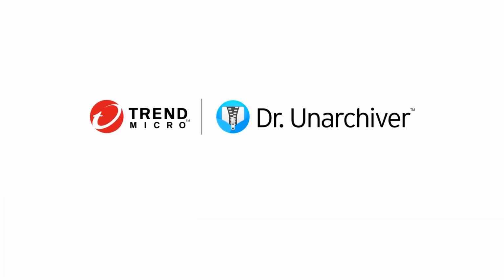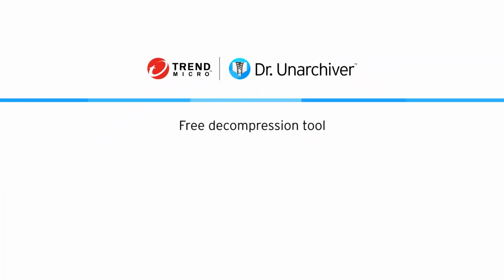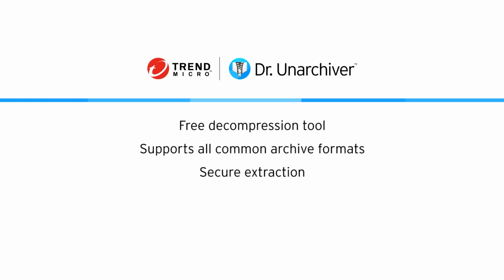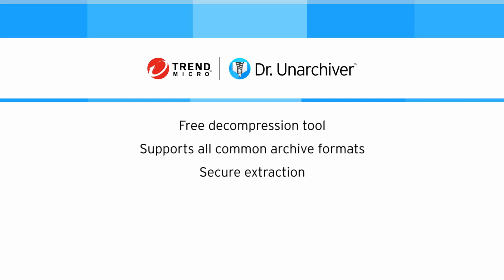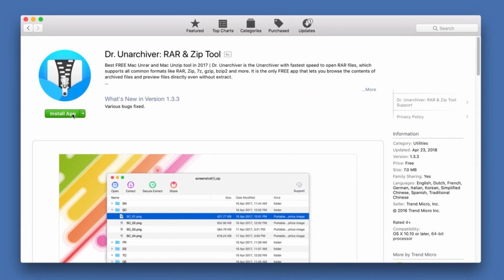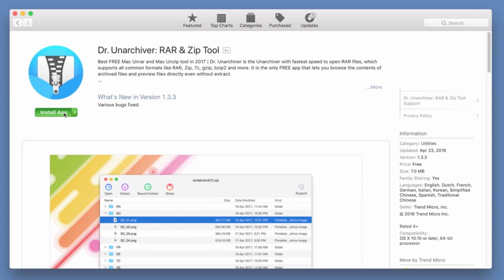Trend Micro Dr. Unarchiver is a free Mac decompression tool that supports the most used archive formats, while providing a security scan option to check your archives for viruses or malware before extracting them. It can be downloaded for free via the Mac App Store.